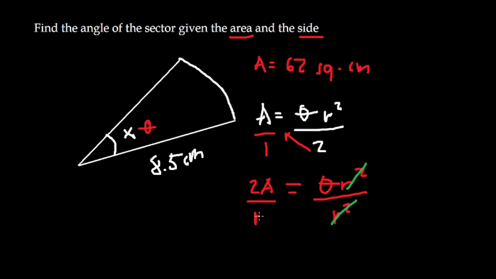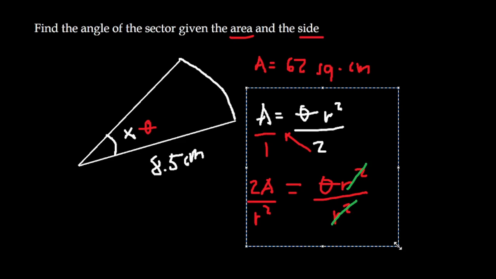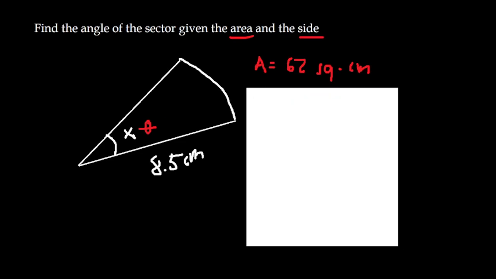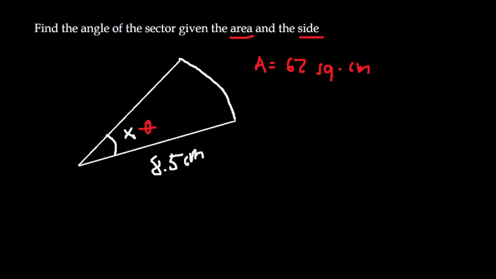Then, divide the other side by r squared. So, the 2 cancels out. So, it's gonna be theta is equal to 2A over r squared. Okay. Now we have the formula, we can substitute it na.